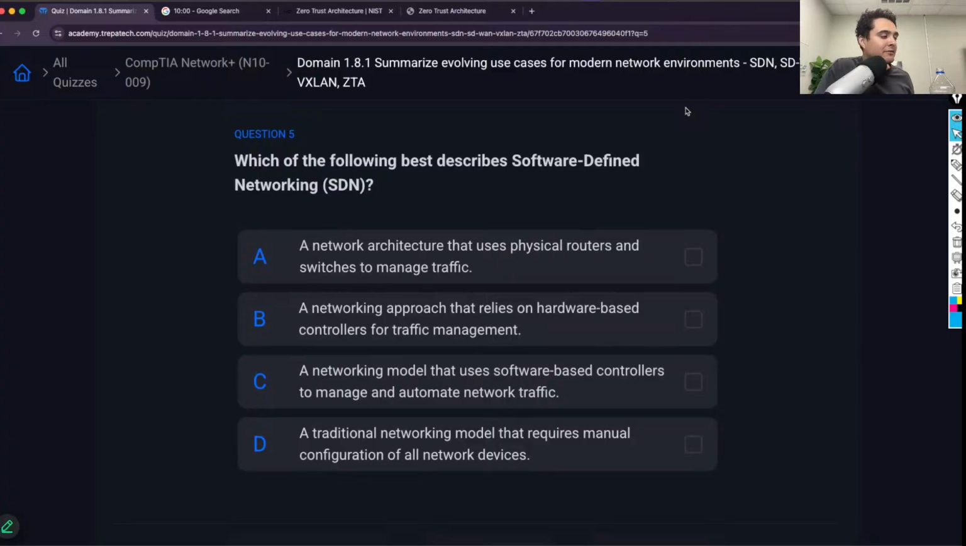Okay, question 5. Which of the following best describes software-defined networking? No, not physical. Hardware-based controllers, not necessarily. Right?